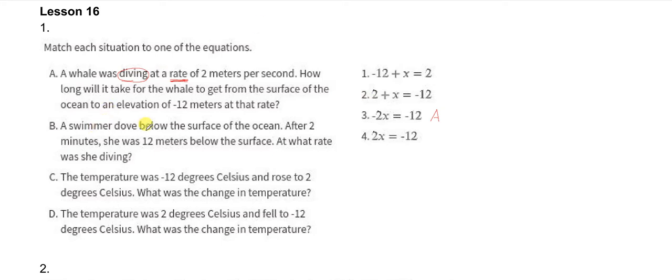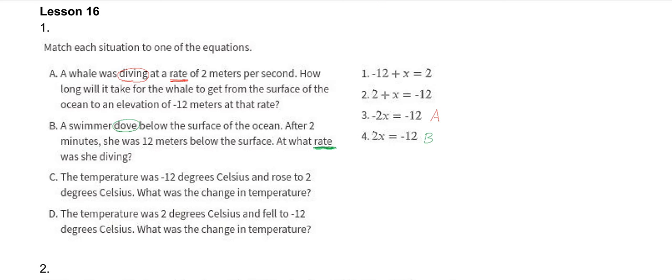All right. A swimmer dove below the surface of the ocean. After 2 minutes, she was 12 meters below the surface. At what rate was she diving? All right, so we kind of have another rate situation going on here, which leads me to think this one right here. So to find the rate at which they're diving, when they're going to 12 meters below, which would be here, and 2 minutes, which would be a positive time, if we divided these two numbers, we would get a negative answer, which would be a negative rate, which makes sense because they're diving. So this one right here would match up with story B.